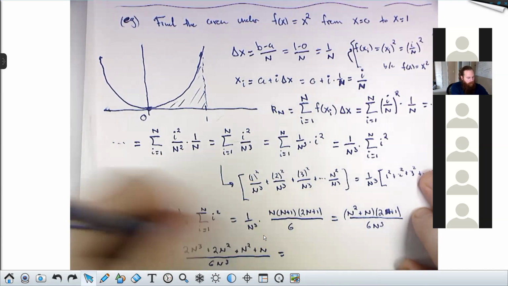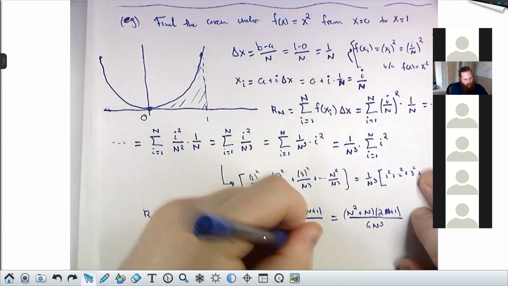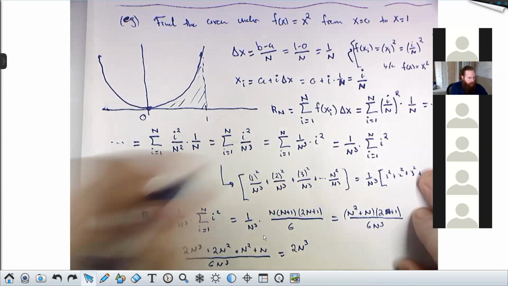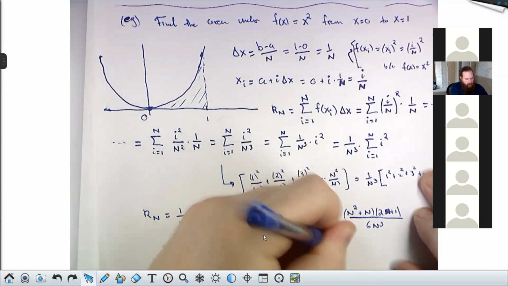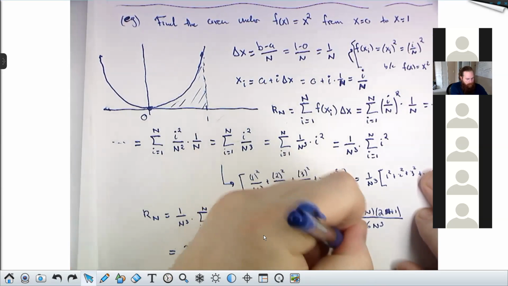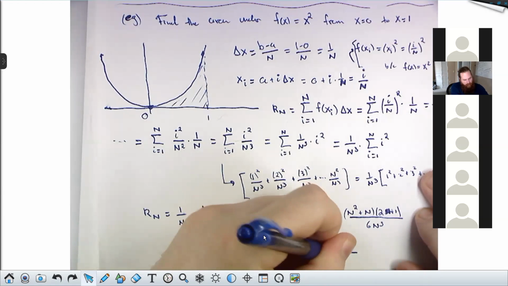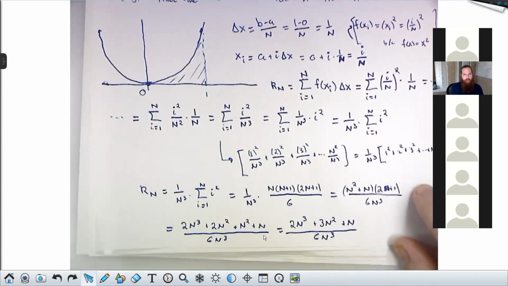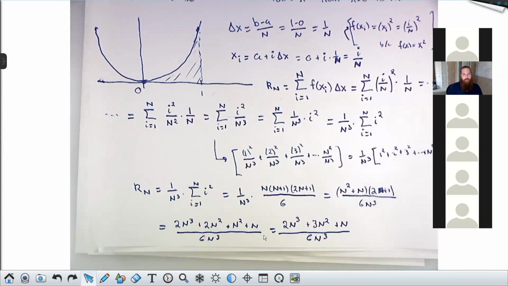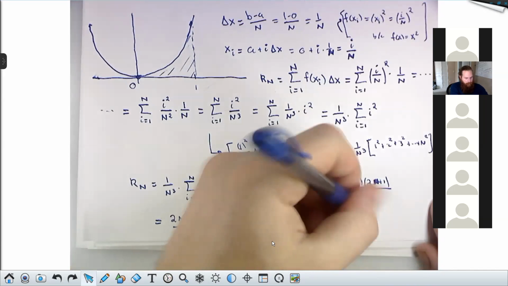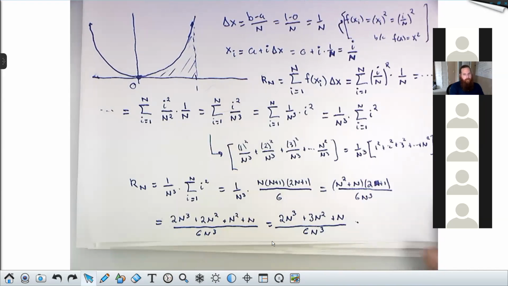And if I combine my like terms upstairs, I get 2n cubed plus 3n squared plus n, all over 6n cubed. So that is what Rn simplifies to. We could factor n from the top and bottom and cancel if we wanted to. I won't, I'll just leave it like that, that's fine. So now we're almost ready to finish.